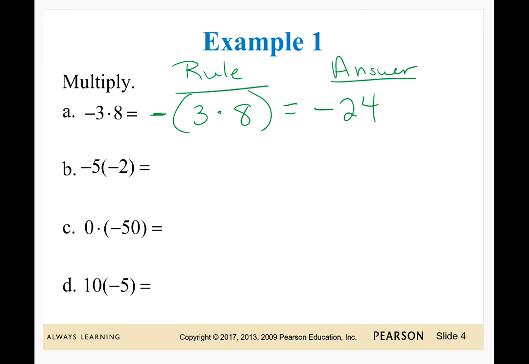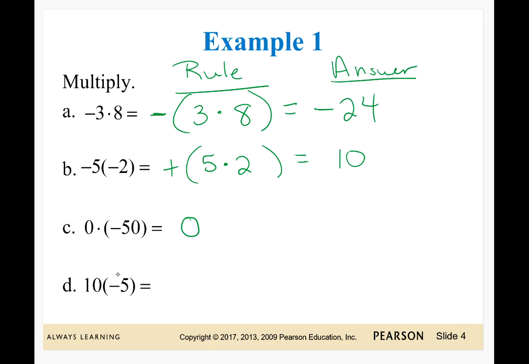All right, in B, we have a negative 5 times a negative 2. They are the same sign, so the answer will be positive. And then we will multiply their absolute values. So the answer for this is positive 10. In C, 0 times negative 50. Now hopefully remember, 0 times anything is 0. No sign rule for this one because 0 does not have a sign. So all we have to do is put the answer on that one.